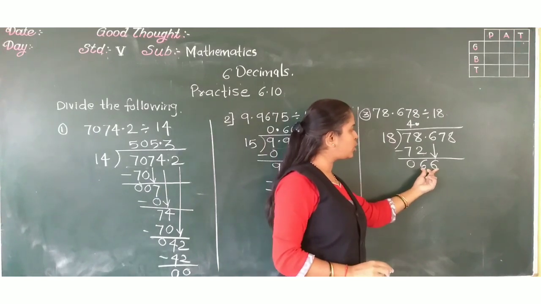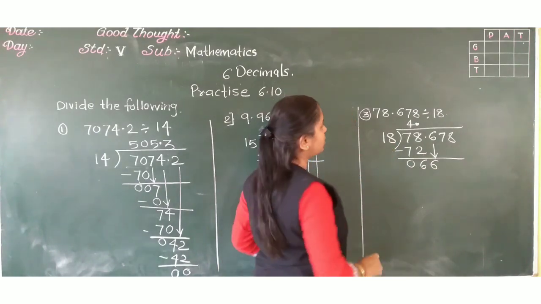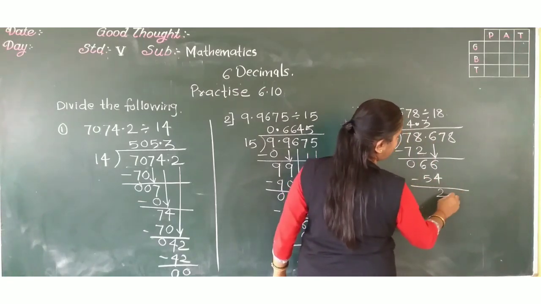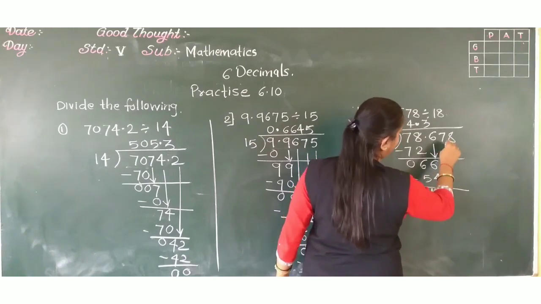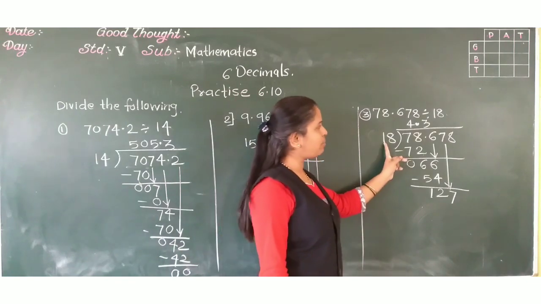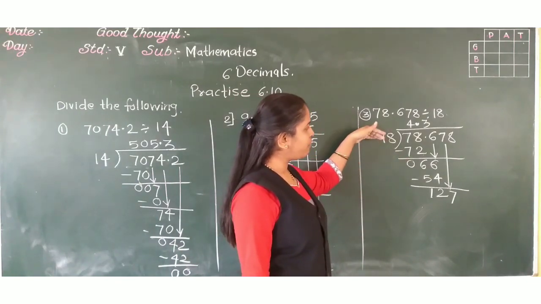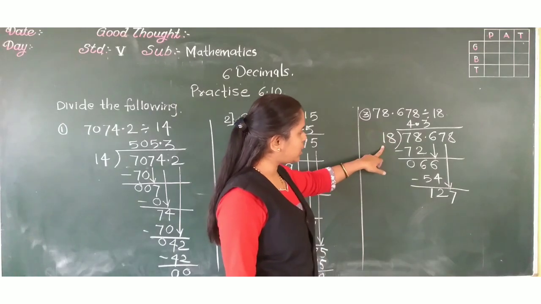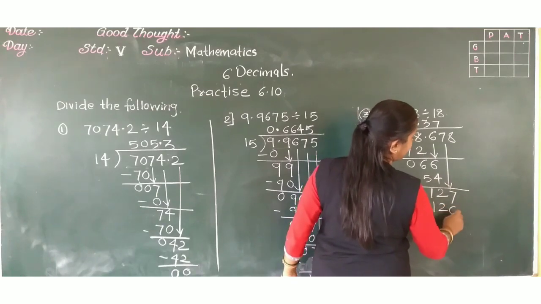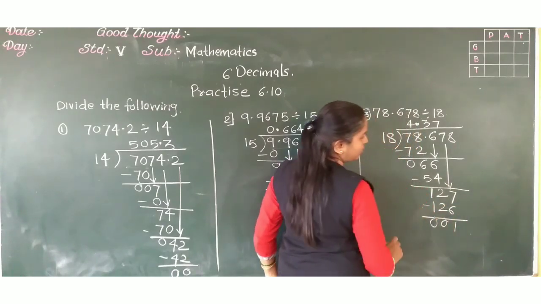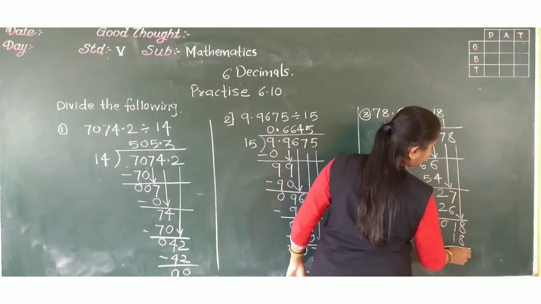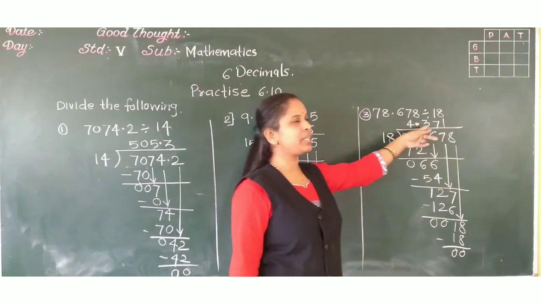Now which number is close to 66? 18 3s are 54. 6 minus 4 is 2, 6 minus 5 is 1. Now take 7 down. In the 18 table, 18 5s are 90, 18 6s are 108, 18 7s are 126. Now take 8 down. 18 1s are 18. So the answer is 4.371.